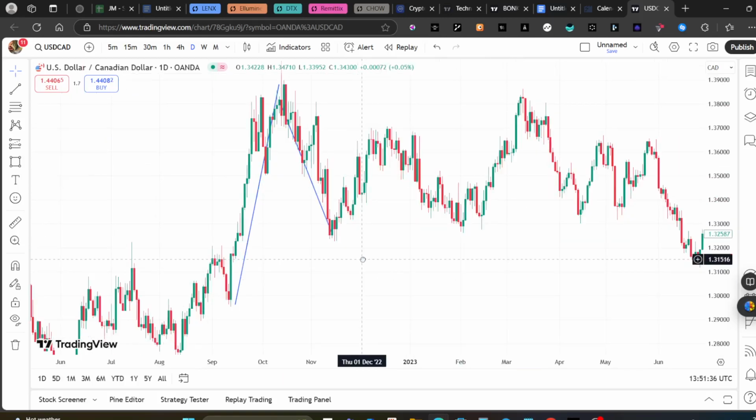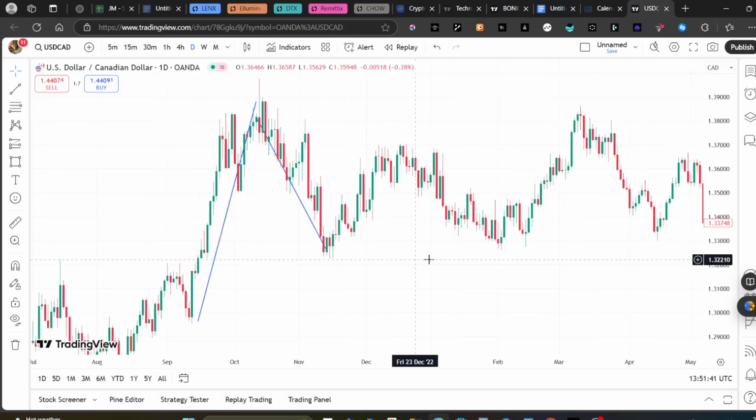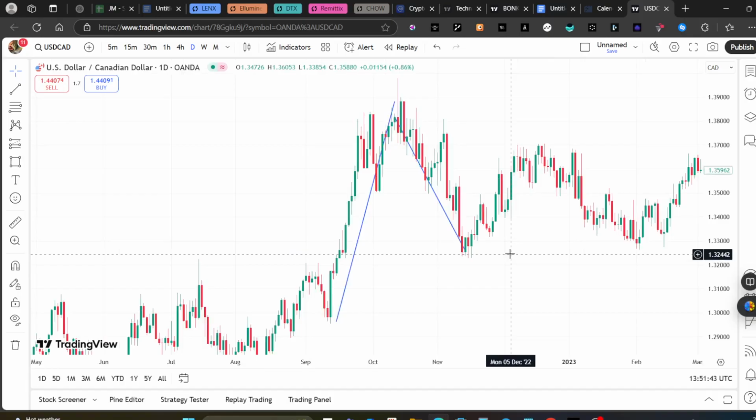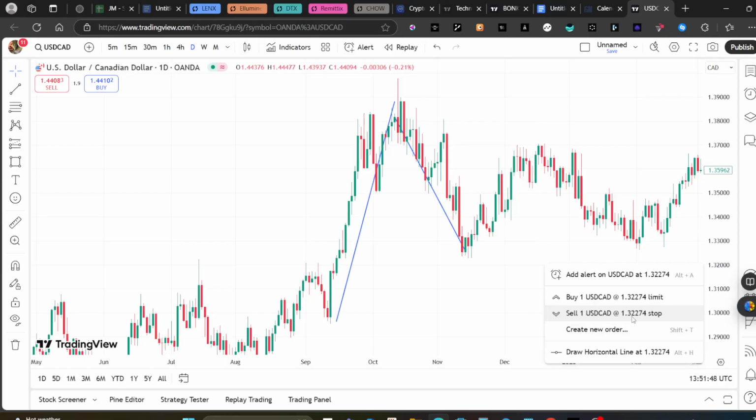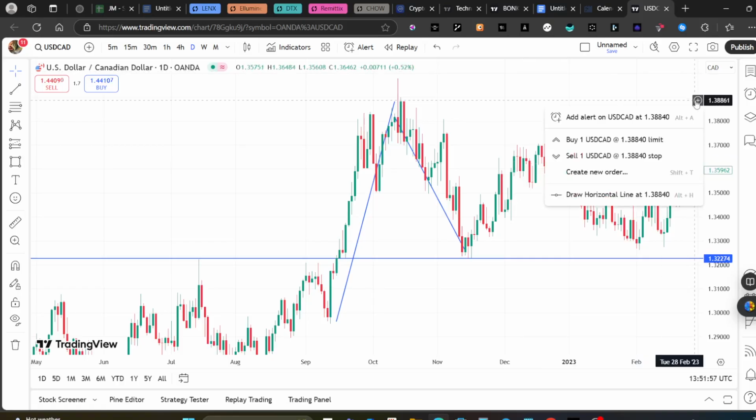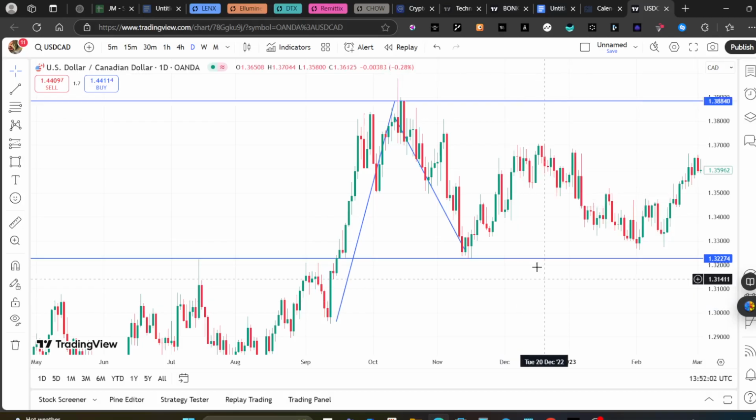Then the third step is to confirm with confluence. Do not take trades blindly. Combine your order imbalance with other factors like support and resistance levels, and then look for liquidity zones, volume spikes, and smart money concepts. When multiple confirmations align, you increase the probability of a successful trade.